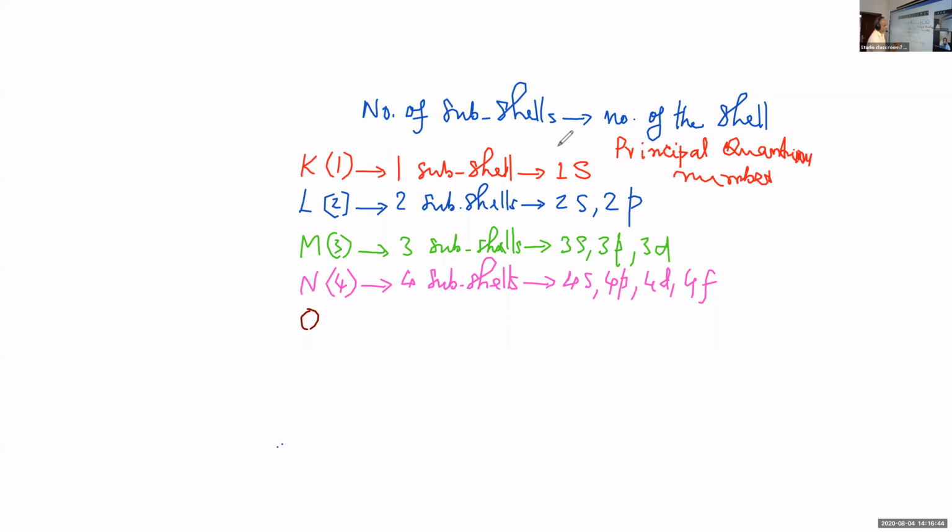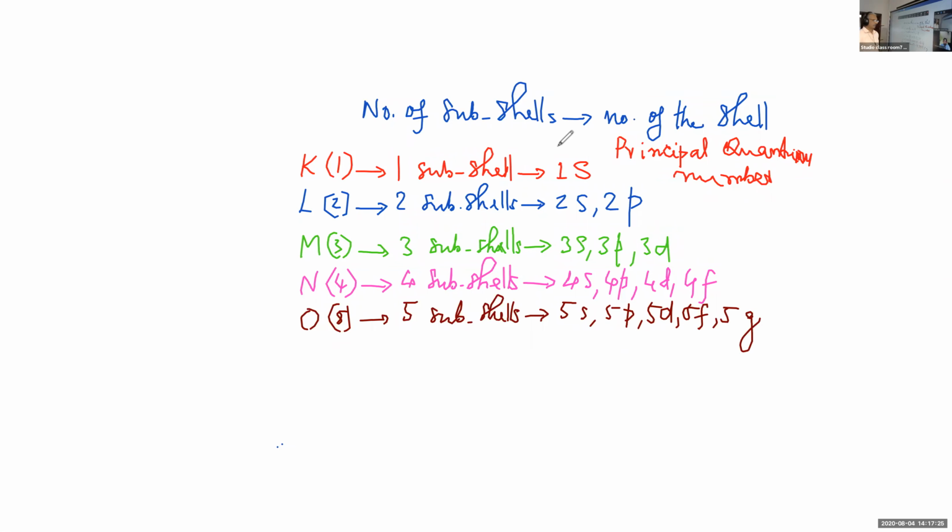MNO. That is the fifth one. Here, the principal quantum number is equal to 5. The number of the shell is equal to 5. Therefore, 5 subshells are possible. And the 5 subshells are S, P, D, F, and G. And therefore, these are named as 5S, 5P, then 5D, 5F, and 5G.